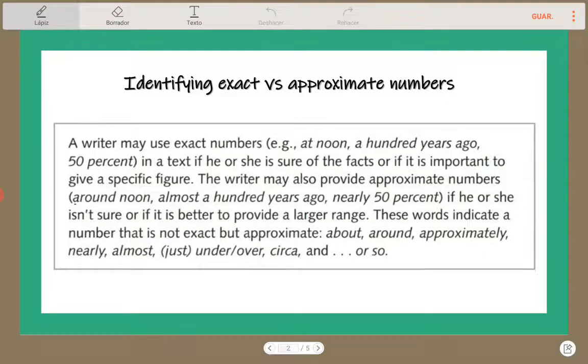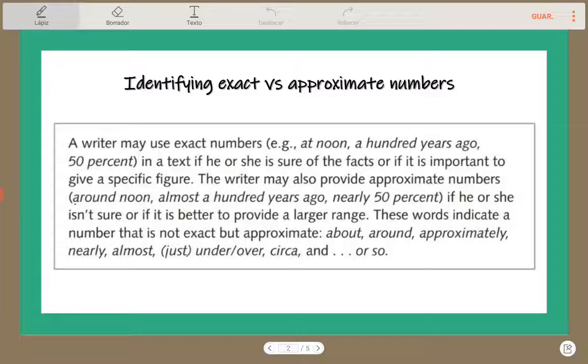What's the first skill that we're going to check? Well, it's going to be identifying exact versus approximate numbers. What is this? When you are reading, sometimes you're going to have numbers, but some of them are going to be exact and some of them are going to be approximate. To identify an exact number, it's going to be pretty simple because it's just one number. Or you will have specific phrases that I'll show you. But when it's about approximate numbers, you need to identify specific words that will help you to find that approximate number. Okay, so let's check the information.